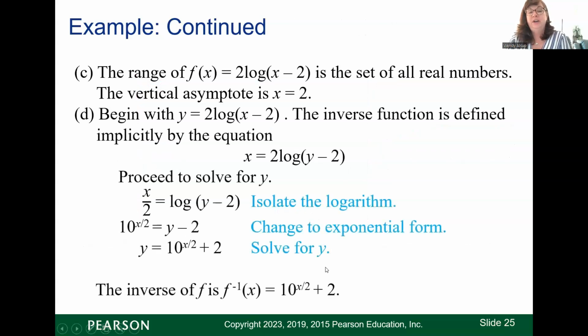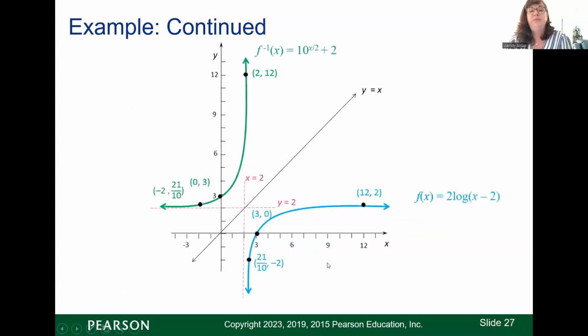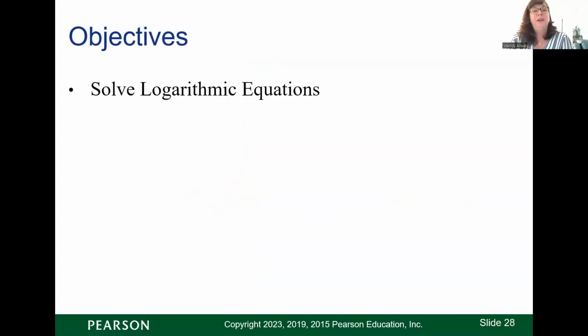All right, we already found our inverse and our domain and range. And if you graphed your inverse and your original, they're going to be reflections across the line y equals x. All righty. So with that, we will stop this one.